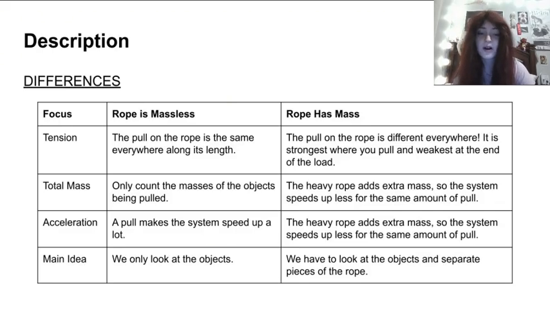And for our overall main idea, when the rope is massless, we only look at the objects. When the rope has mass, we have to look at the objects and separate the pieces of the rope, which Ava will talk about later on in our video.